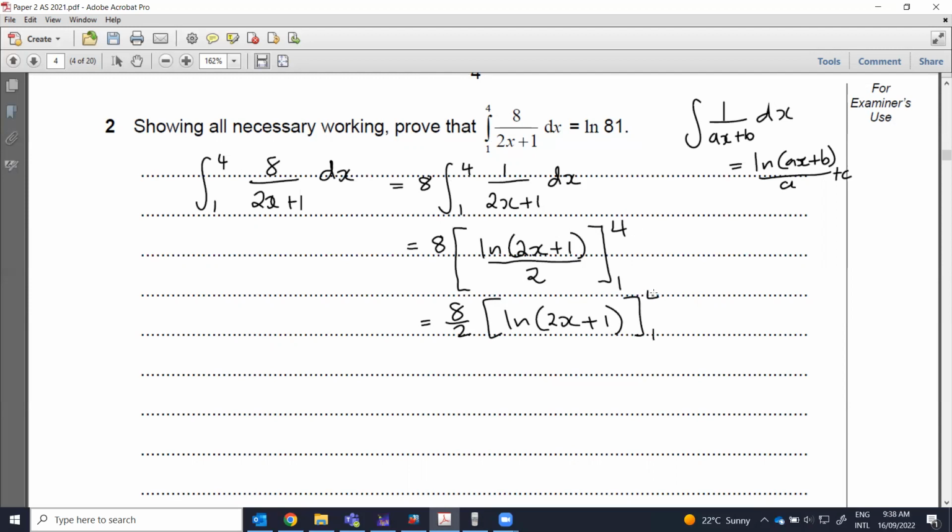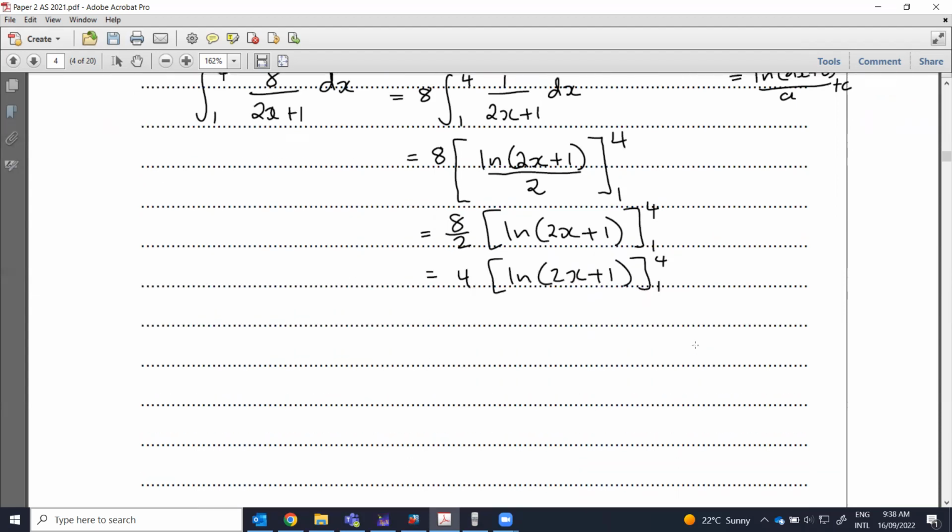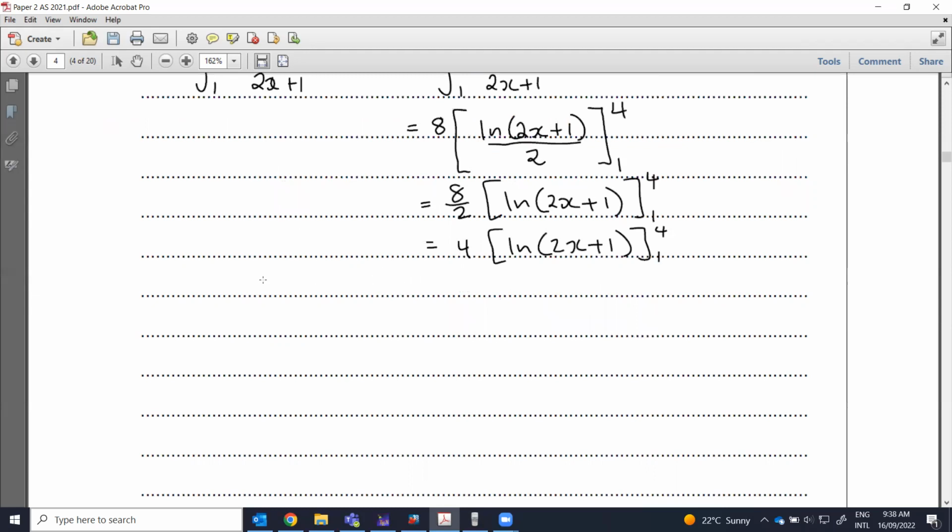And then we're going to substitute 4 and 1. 8 divided by 2, this is 4. Then we have ln of 2x plus 1. And then 1 to 4. Okay, so now I'm ready to substitute my values. So I'm going to move it all the way over here just so that I have enough space. This is 4. Then ln, you substitute the number on top first. So this is 2 times 4 plus 1 minus ln, this number at the bottom, 2 times 1 plus 1.